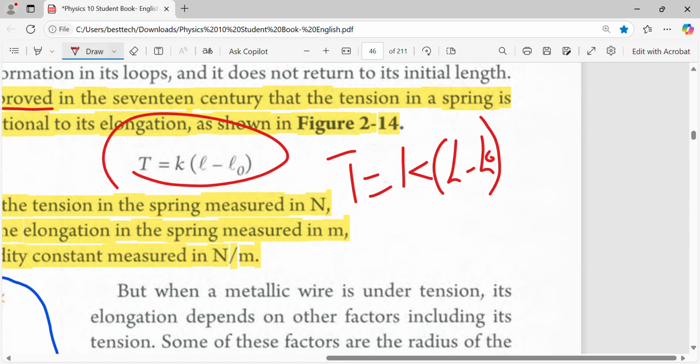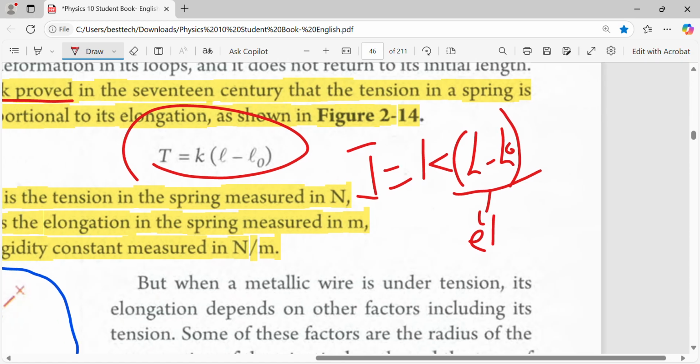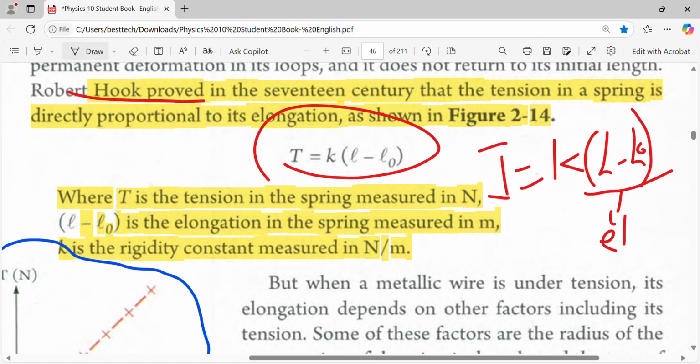Okay, guys, from now we know T is tension. So L minus L naught is called elongation. Elongation, here it's written: L minus L naught, the elongation of the spring or any wire, any metal.